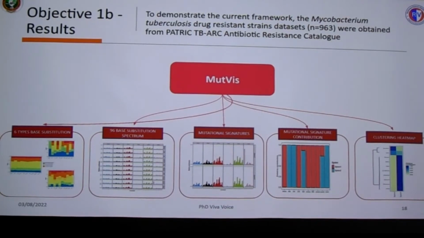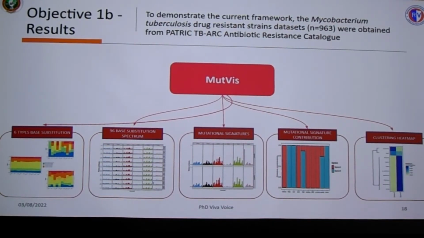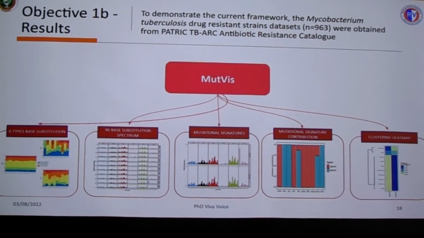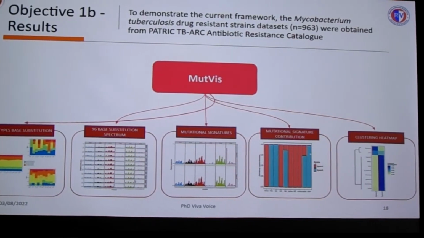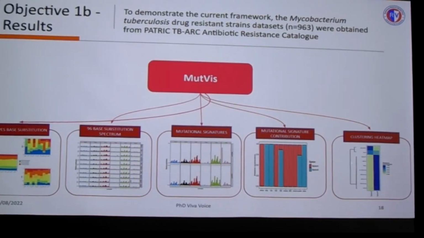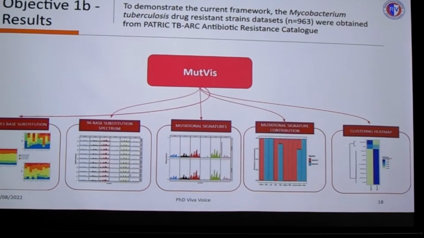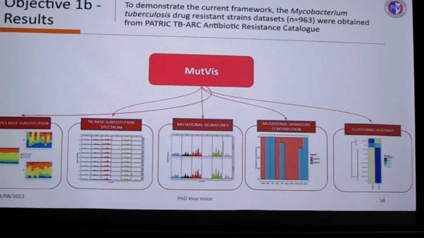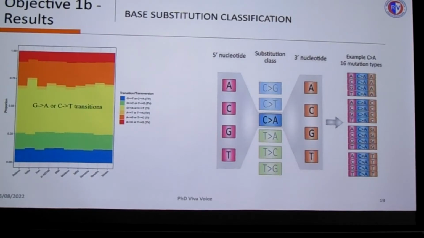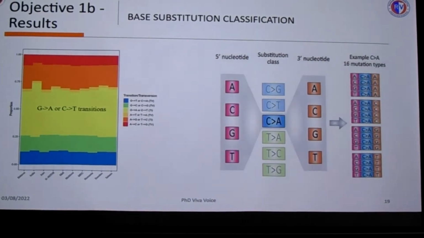For example, in sample 1, it is just the signature 1, completely signature 1. And in certain samples, we'll be able to observe both the mutational processes happening. So this is the result we'll be getting from this output. And then finally, the clustering method. Based on this data, we'll be able to cluster the ones which are following a similar mutational process. So this is an illustration of that.